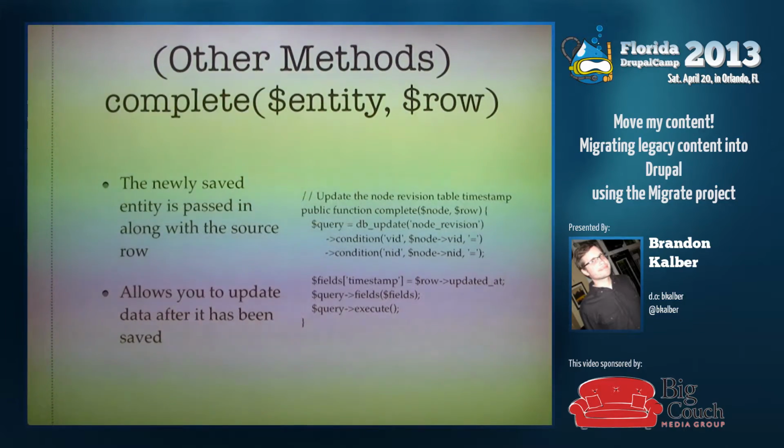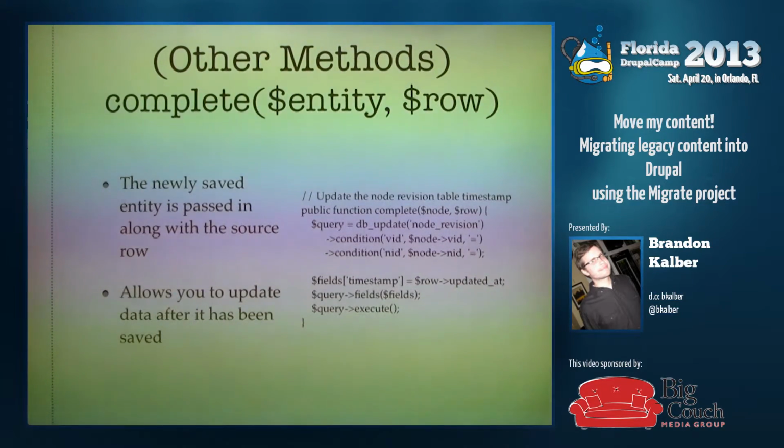So using the complete function, it's already been saved. At this point, node save has already run. It's set the date to what Drupal thinks it should be, but then you can just run a quick update query to set the timestamp on the revision and the node table to what it should be, because Drupal is already done. It's done, and it won't touch it again. Pretty handy stuff.